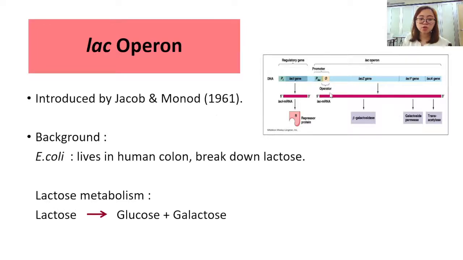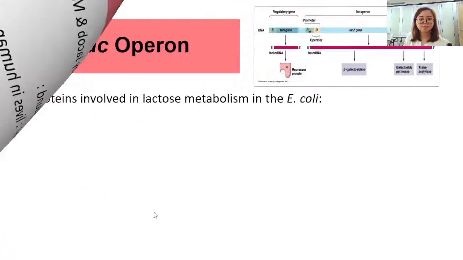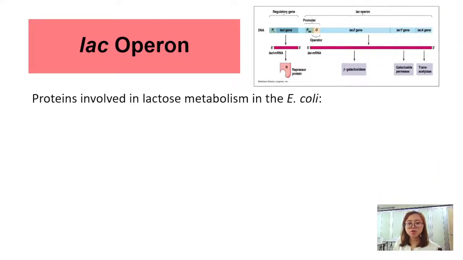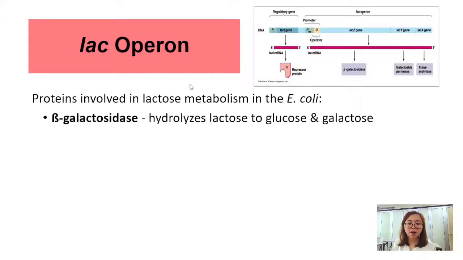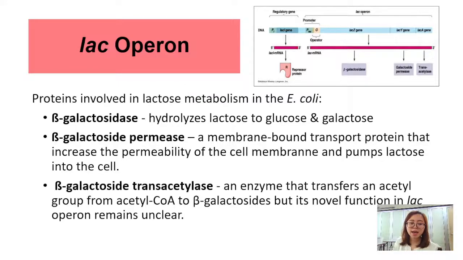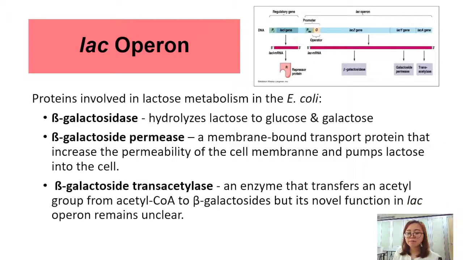Jadi E. coli itu akan gunakan enzim-enzim dia untuk ambil lactose dan memecahkan dia kepada glucose dan galactose. It's metabolizing lactose into glucose and galactose. The proteins involved in the lactose metabolism in E. coli are beta-galactosidase, beta-galactoside permease, and beta-galactoside transacetylase. So ini adalah 3 enzim yang digunakan oleh E. coli untuk metabolize ataupun untuk hadam lactose dalam badan.